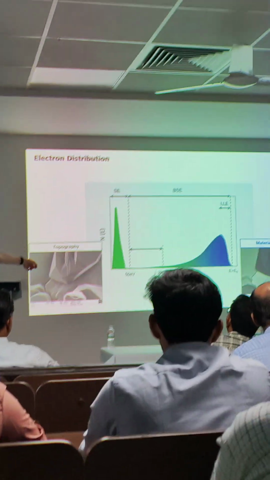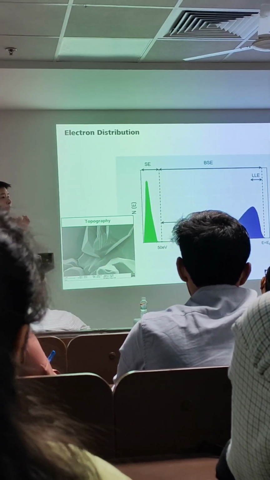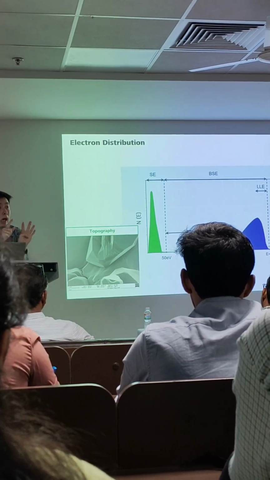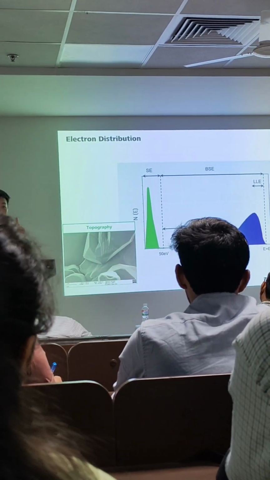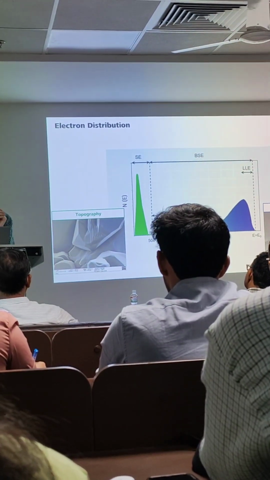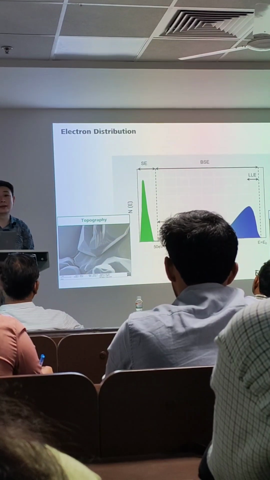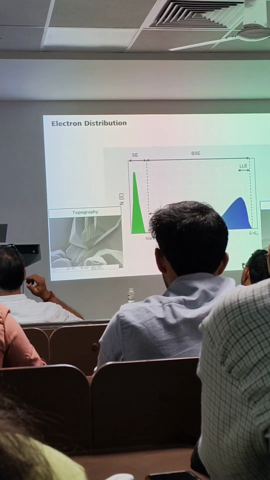Backscatter, secondary. Okay. For those who working with very charging samples, polymers, biomaterials, remember, SE detector is your best friend. That's the best detector for you. Don't bother to go backscatter. You won't see anything. SE detectors. Okay? Take note of that for those polymer people.